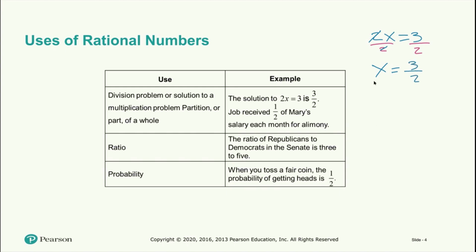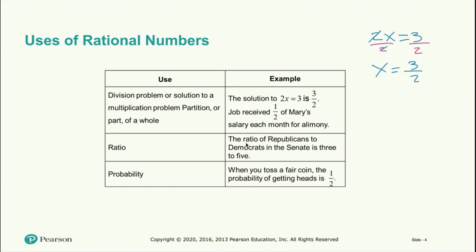Notice that the solution of this equation does not belong to any of the sets we've studied: the natural numbers, whole numbers, or integers. So this is where the set of rational numbers comes in, for instance. Or we can talk about one person receiving 1/2 of another person's salary each month for alimony. There again, we need to use a fraction.